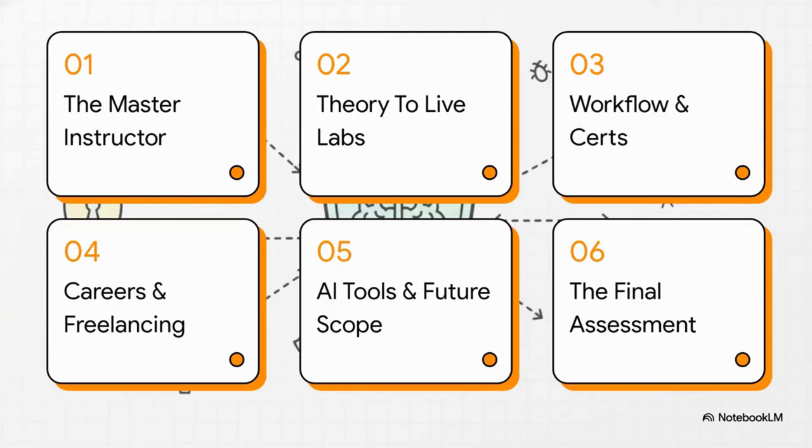So here's our roadmap for today's explainer. First, meet the master instructor. Second, from theory to live labs. Third, workflow and industry certifications. Fourth, freelancing, salary, and careers. Fifth, AI tools and future scope. And finally, number 6, the ultimate final assessment.